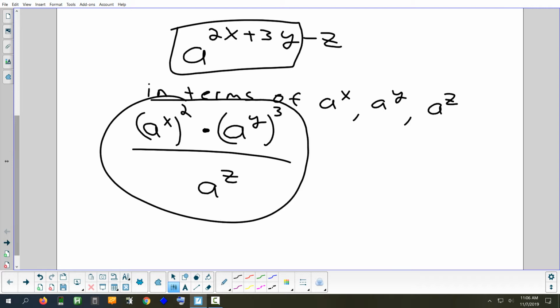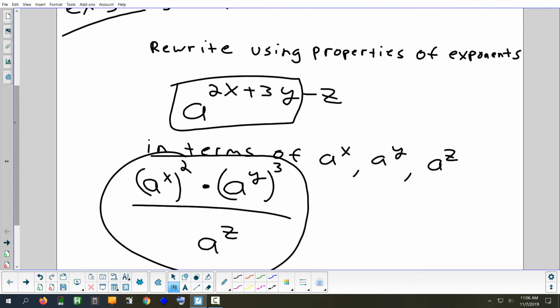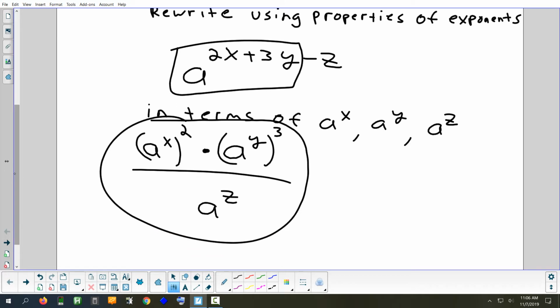Okay. So all we did there was rewrite an expression that had a complicated exponent as a to the x, a to the y, and a to the z. So just rewriting. Any questions on that?